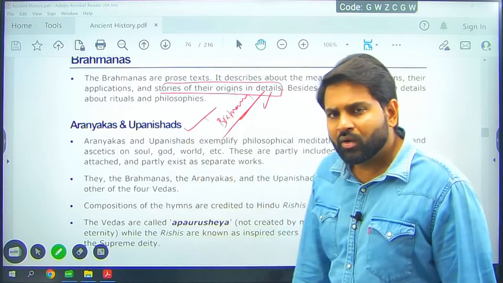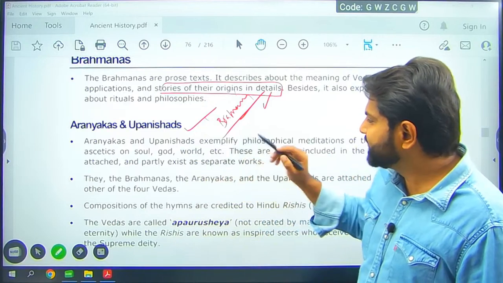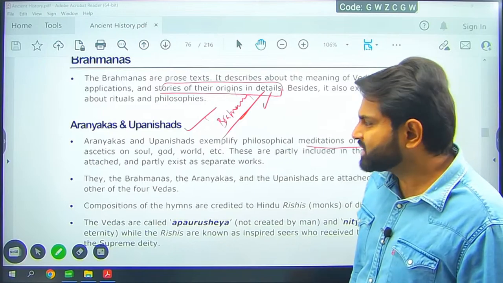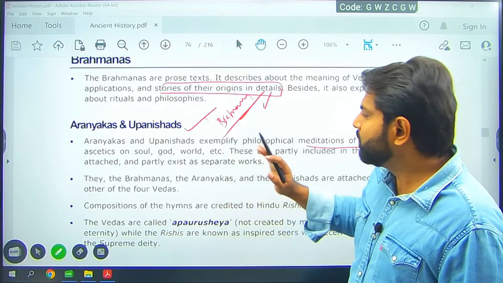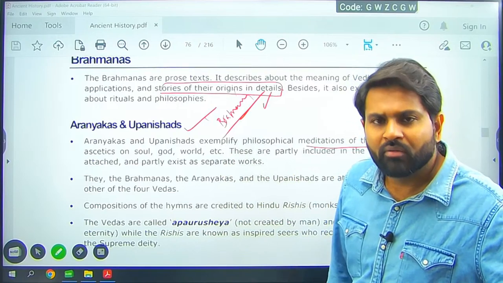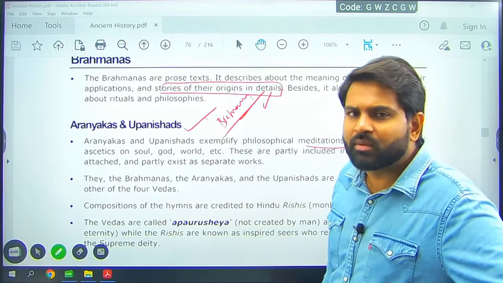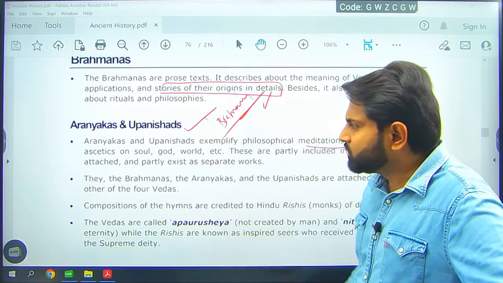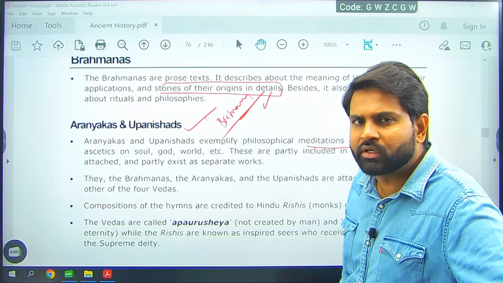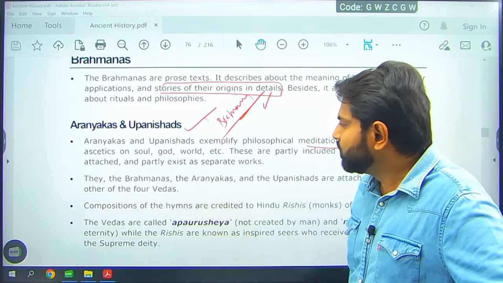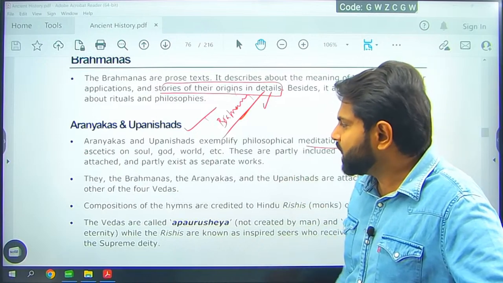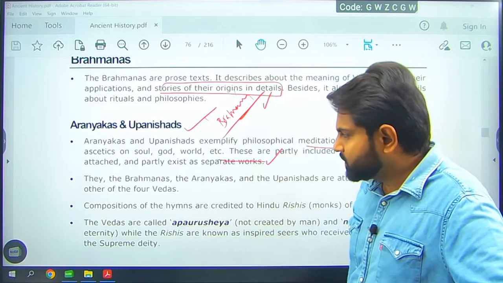Aranyakas and Upanishads exemplify the philosophical meditations of the hermits and ascetics on soul, God, world, etc. So there are many philosophical traditions. There were many gurus, rishis, maharshis, like Vasishtha, Vishwamitra, Parshurama. So we talk about philosophies in and around the objects which are soul, God or world. These are partly included in Brahmanas and partly exist as separate works.